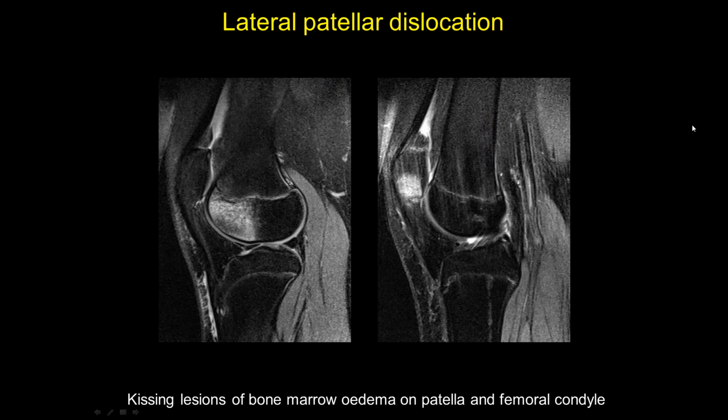So children may come in with their patella at the right side. This is how it looks on the sagittal. So we have, again, kissing lesions of bone marrow edema on the patella and the femoral condyle. It's a very typical appearance. Once you see it, you'll never forget it.